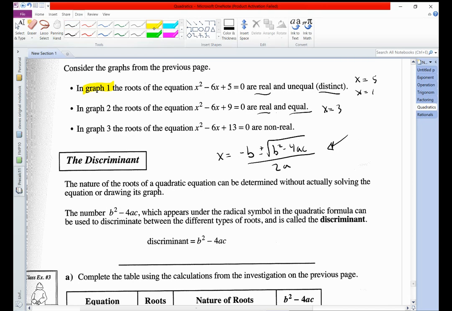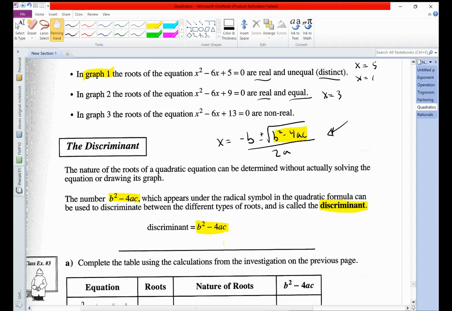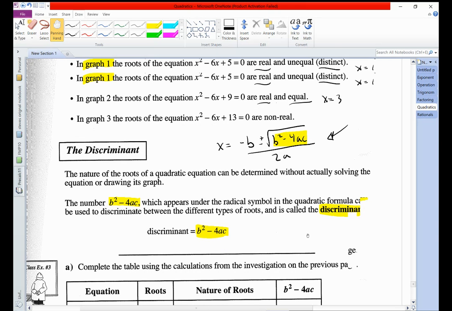We can actually just look at the value underneath the root sign, which is b squared minus 4ac. The number b squared minus 4ac, which appears under the radical symbol in the quadratic formula, can be used to discriminate between the different types of roots, and it is called the discriminant. That is a word we're going to use often, so don't forget it. So the discriminant is b squared minus 4ac, and we can use that to figure out what kind of roots we have with our quadratic equation.